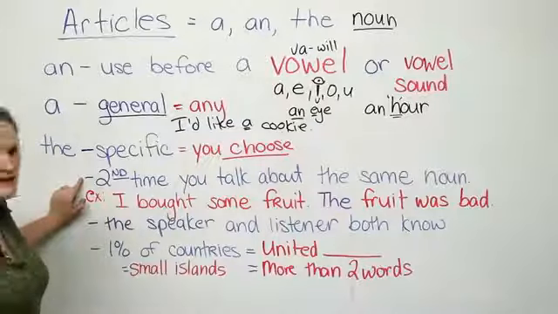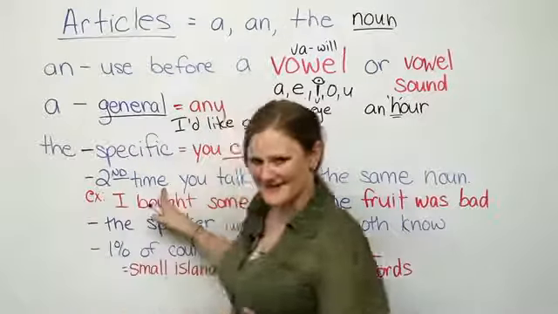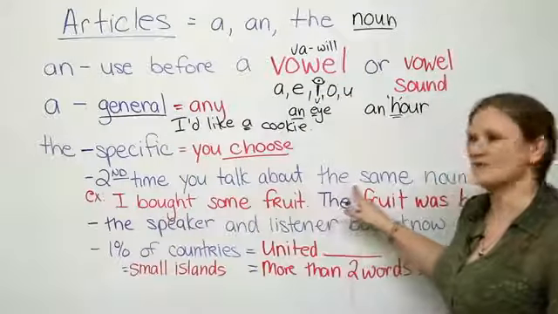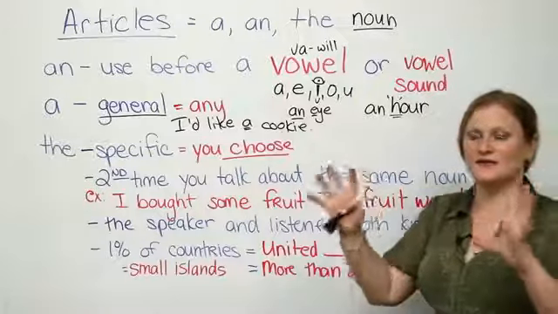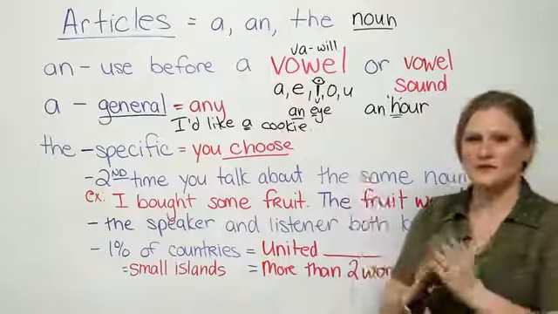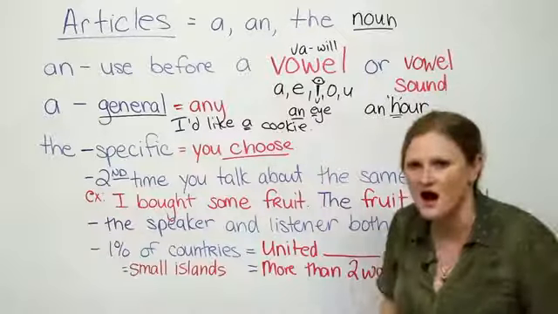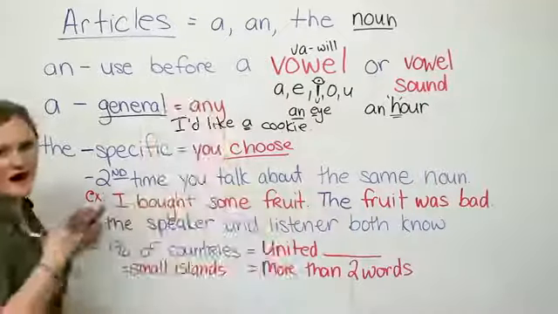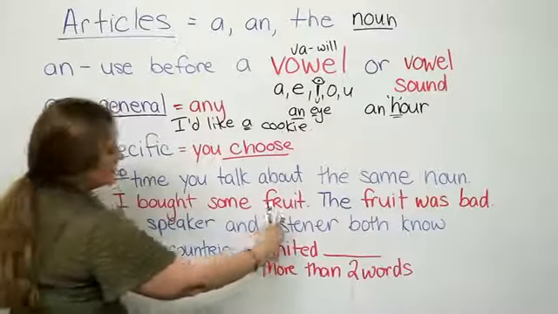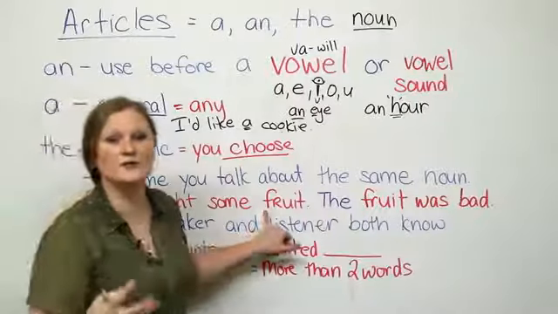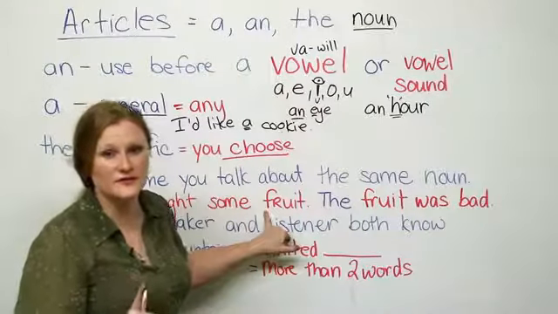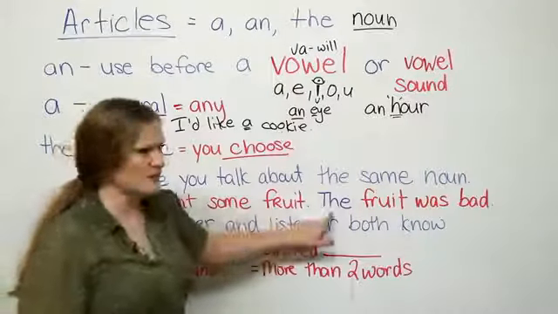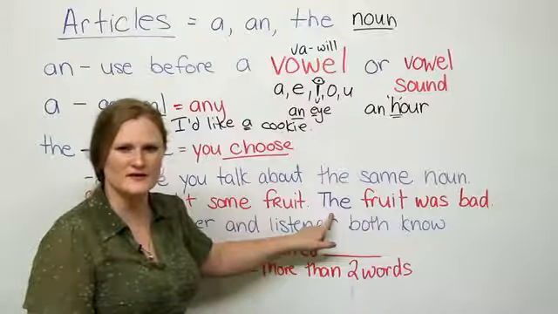Another very confusing thing about "the" is the second time you talk about the same noun in a phrase, you have to put the second noun with "the." For example, this is a little more difficult. I bought some fruit. Okay? Fruit is an uncountable noun. If the noun is uncountable, we do not use an article. I bought some fruit. The fruit was bad.